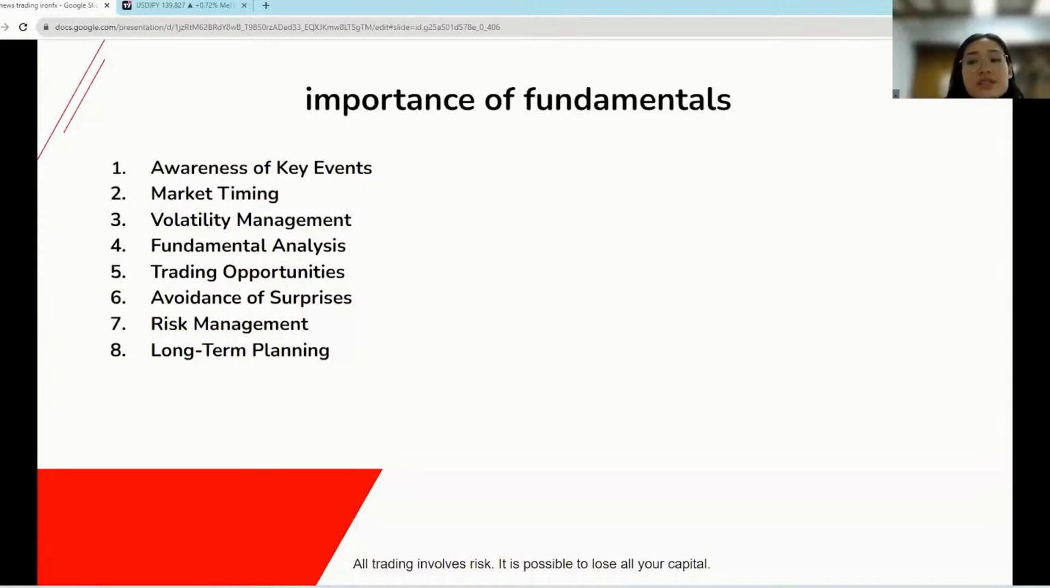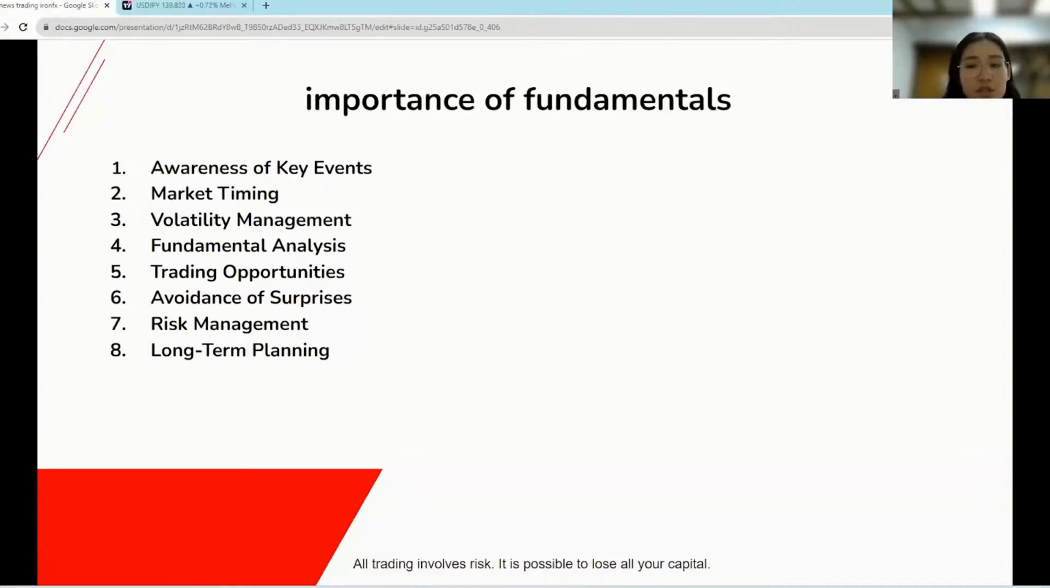Number 2 is market timing. So what we mean by this is when you know the timing of upcoming economic events, you can then adjust your trading strategy and position yourself accordingly. So for example, if a major economic data release is scheduled, you may decide to wait for the announcement before entering a trade, to avoid the potential volatility or price fluctuations associated with the release.